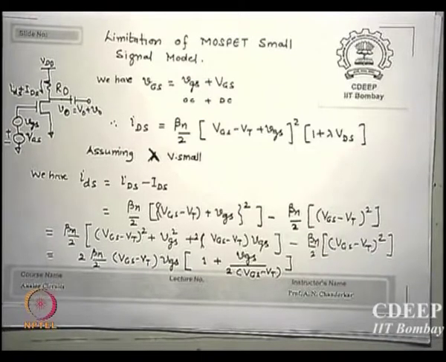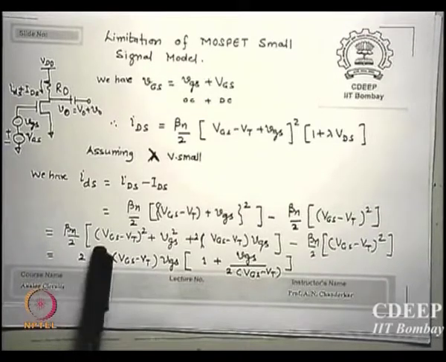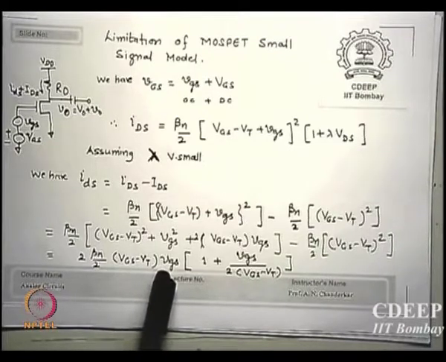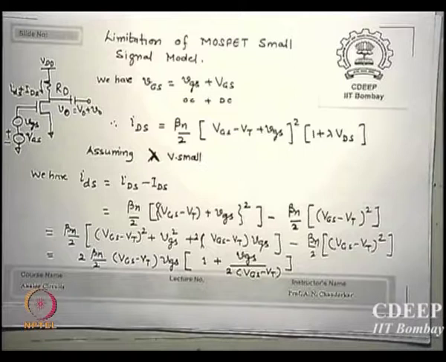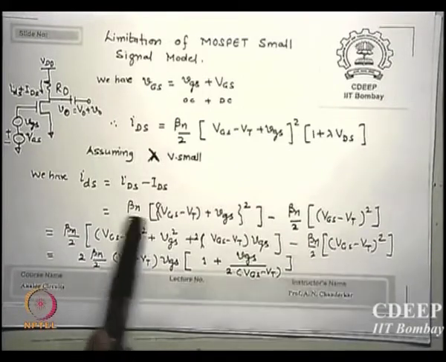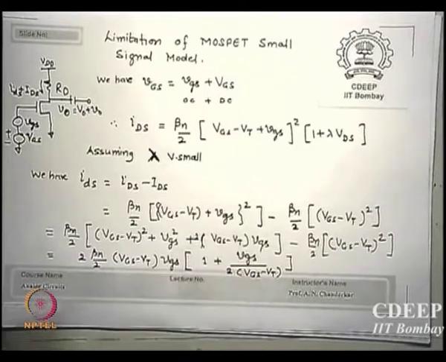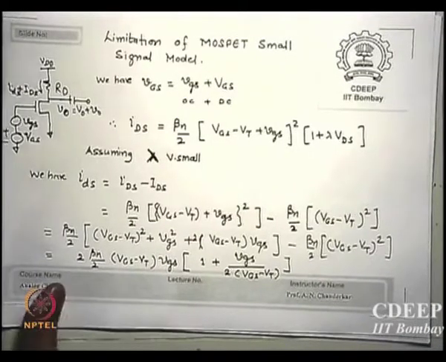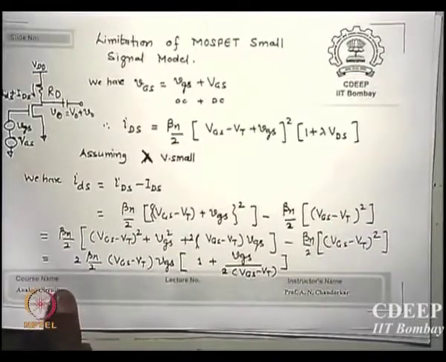I just want to know how much AC current, or small signal current, I am getting: 2 beta n by 2 (VGS minus VT) into small vgs, into (1 plus vgs upon 2 (capital VGS minus VT)). This is just subtraction, nothing very great about it. Which terms will cancel? The (capital VGS minus VT) square term will cancel because that DC and this DC will move away. This is the remaining term, which can be rewritten in this form. The last expression is just collecting the terms. Is that expression written down?